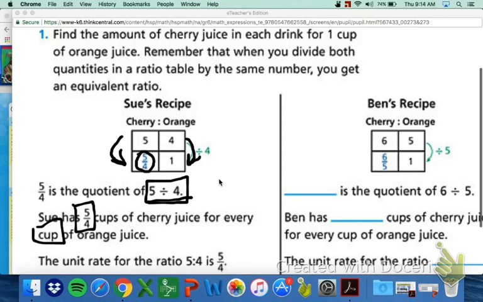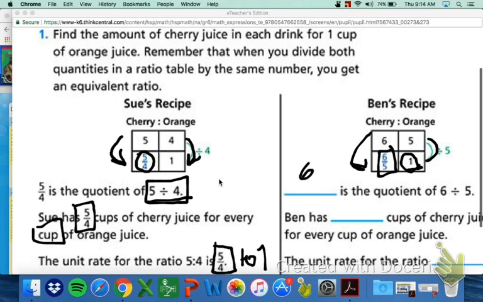The unit rate for the ratio 5 to 4 is 5/4 to 1, which they don't say because it's sort of implied when you say unit rate. Over here, Ben, is the same deal. You have 5. You divide by 5 to get the 1. Divide by 5, and you get 6/5.